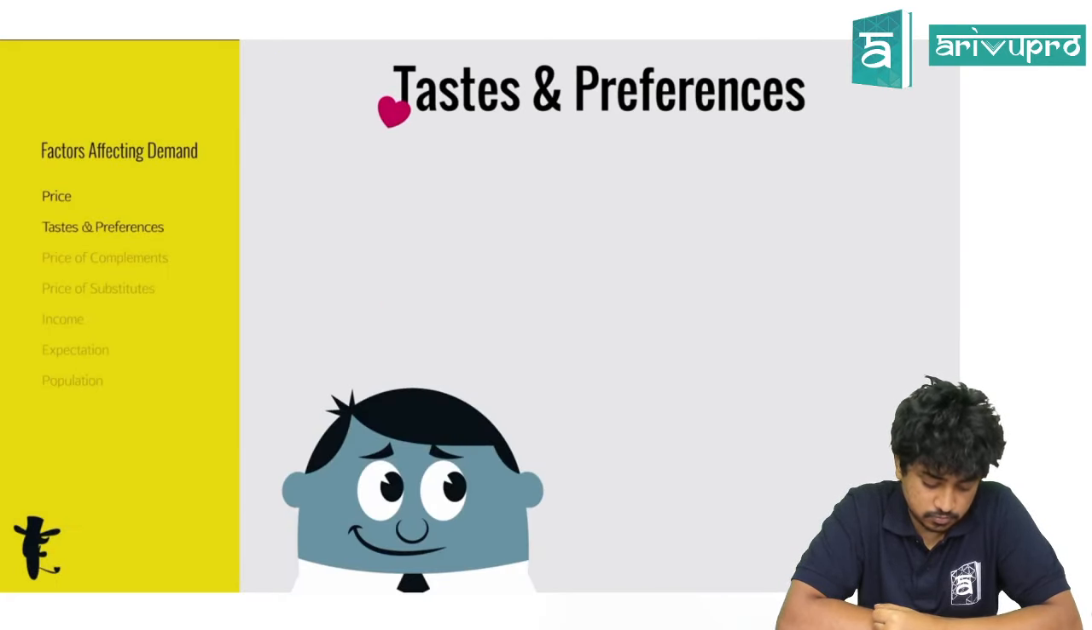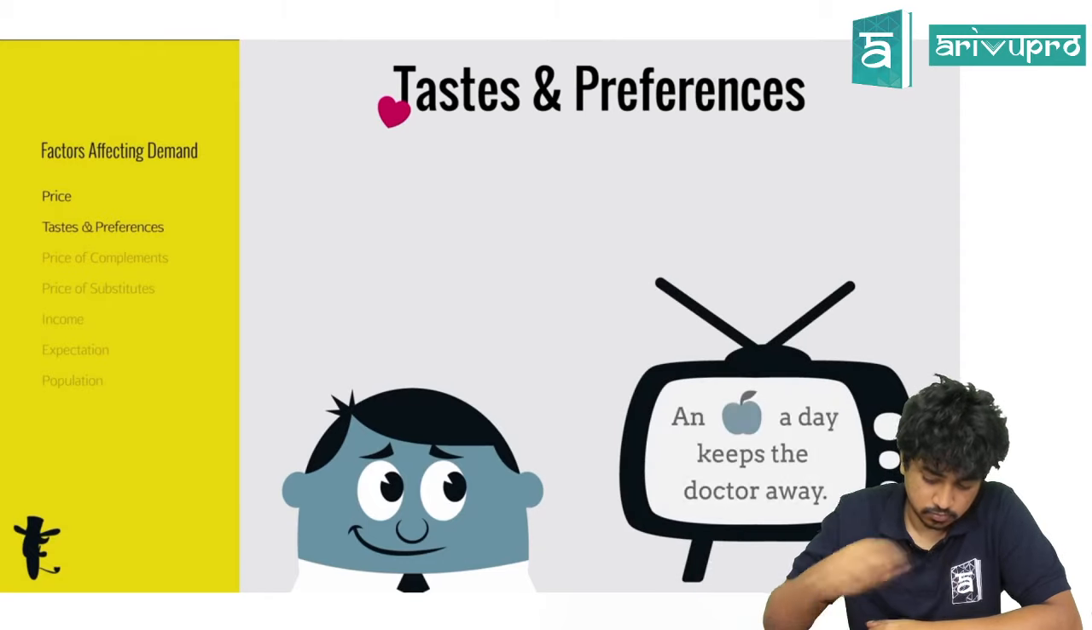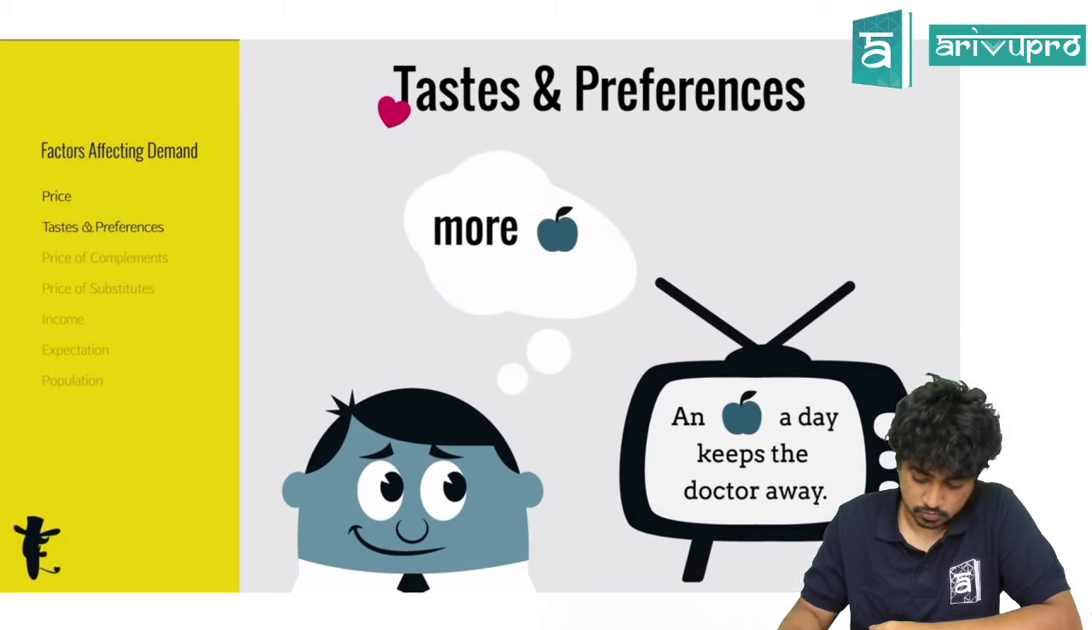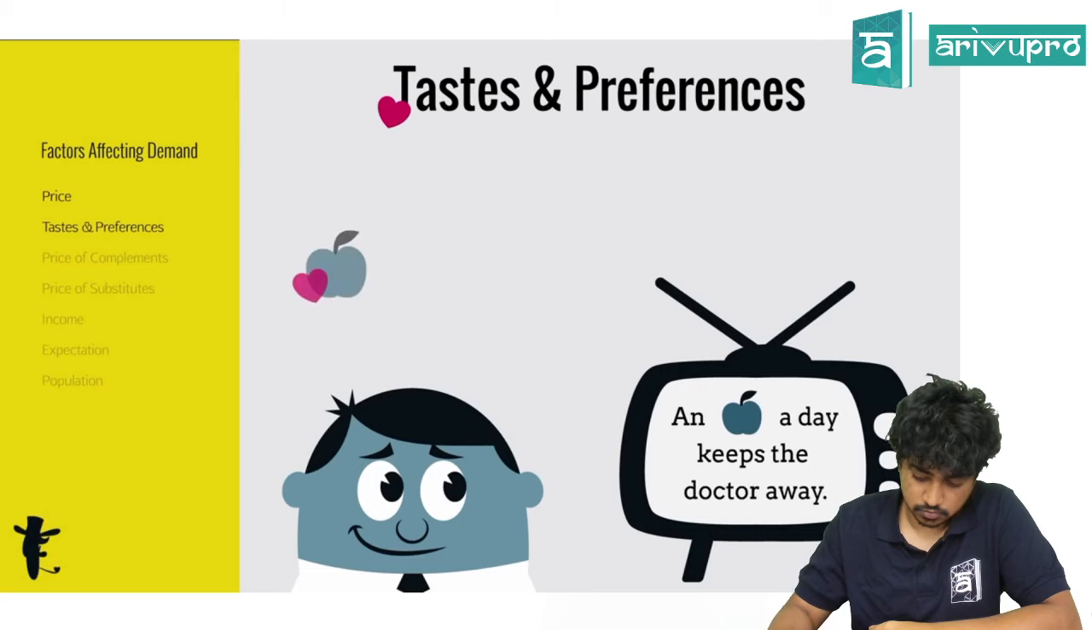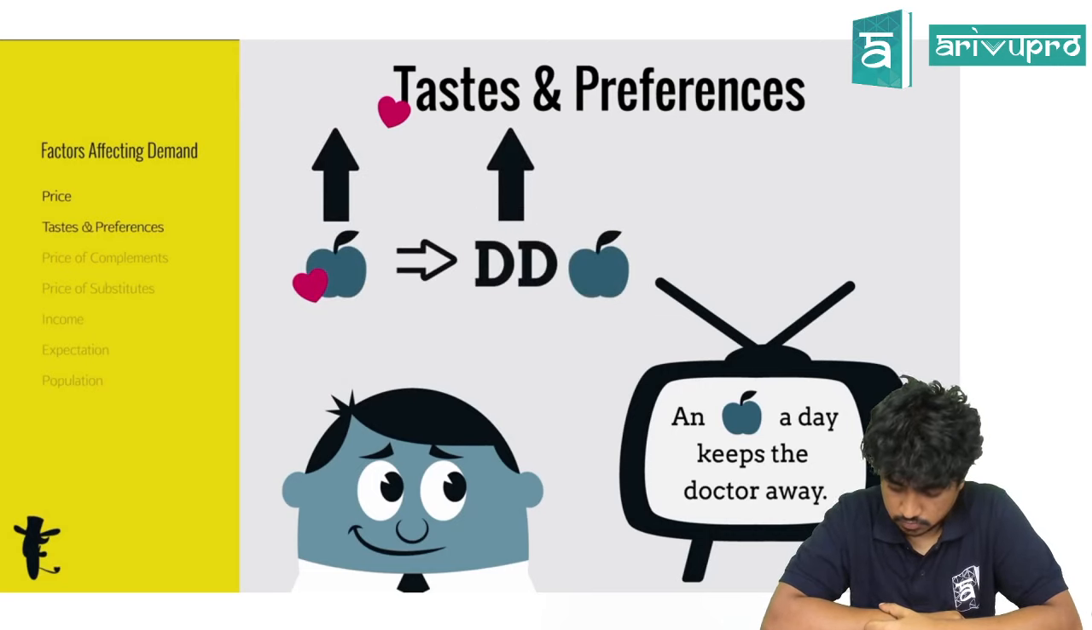Tastes and preferences. Hey, I saw an advert today. Apples are good for health. All of a sudden, I want to buy more apples. When tastes shift towards apples, demand for apples increases.